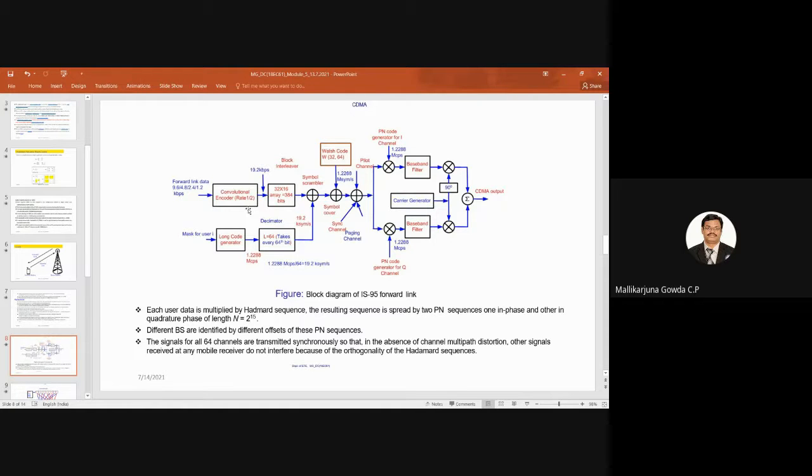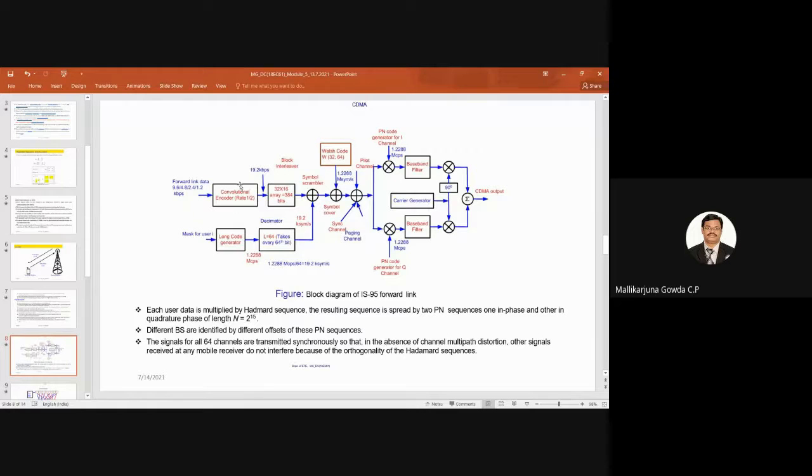Okay, so with a coding rate of 1/2 and the constraint length of this convolutional coder is 9. The constraint length we usually denote by capital L, which is equal to 9. So the input to the convolutional encoder is variable data. I said what is the variable data? I get 9.6 kbps, 4.8 kbps, 2.4 kbps, and 1.2 kbps.